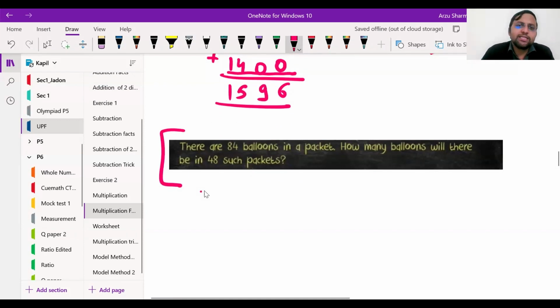So each packet has 84 balloons and we have 48 such packets. So we need to find the total number of balloons. Sharanya, check your calculations. So what do we have to do here? We need to multiply 84 and 48. Okay.